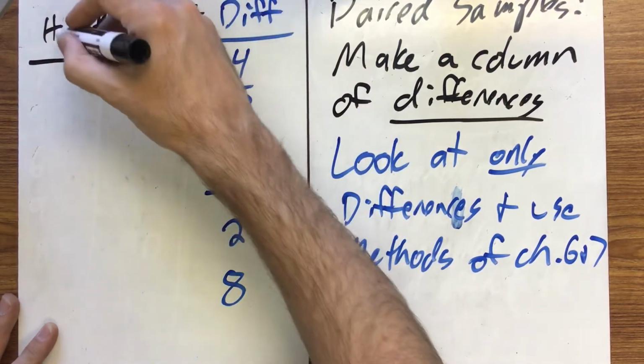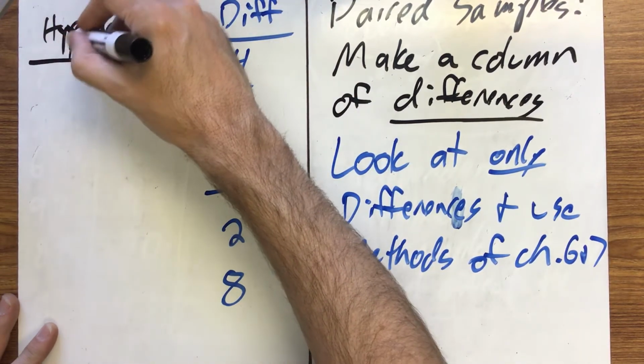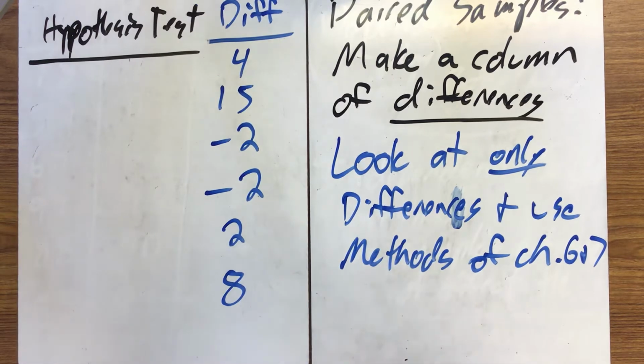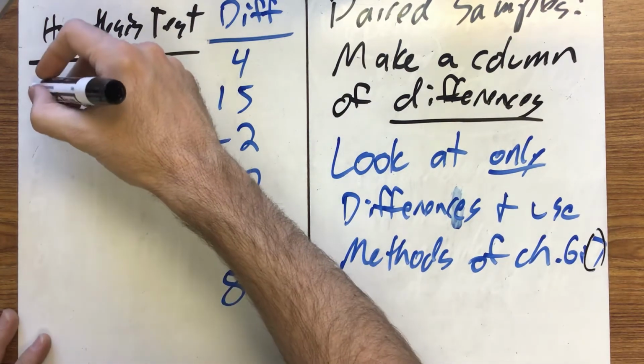If we're going to do a hypothesis test, we always do hypothesis tests using the same basic setup. And hypothesis test is chapter 7, so we're in chapter 7 right now. Then what do I need to do? Well, for a hypothesis test, I need to write down my hypotheses, calculate my test statistic, find my p-value, and then draw a conclusion. So what are my hypotheses going to be?